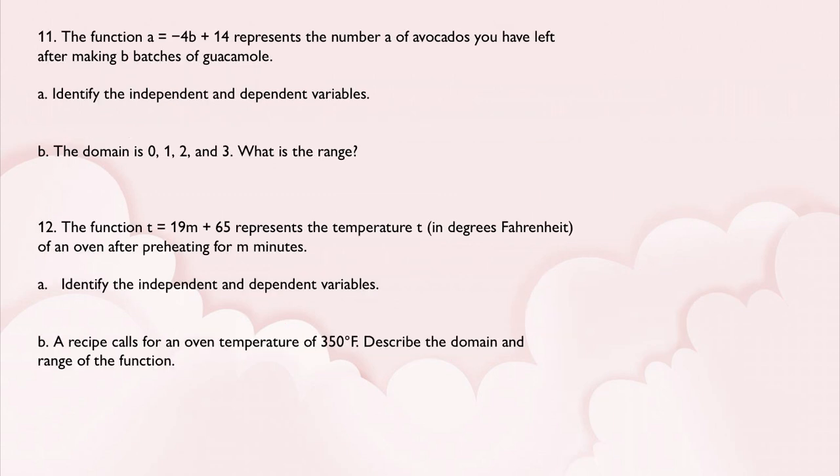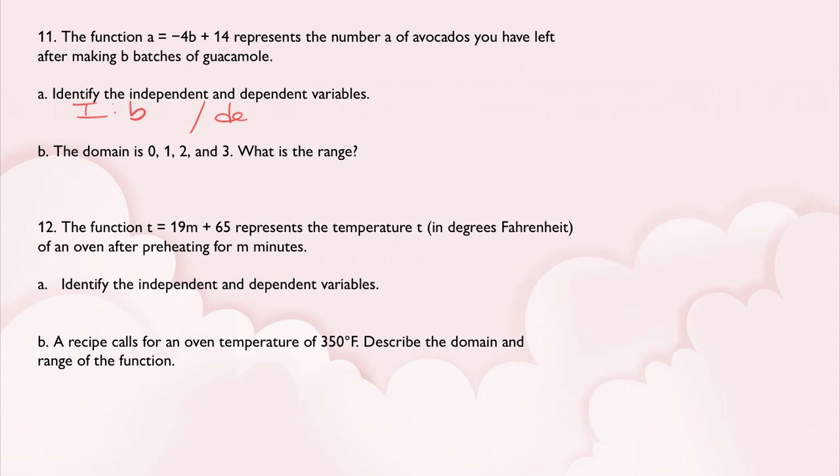Okay, let's go to the left here and let's think. Number 11. Okay, we're just going to work on these. The function a equals negative 4b plus 14 represents a number of avocados you have left after making b batches of guacamole. A, identify the independent and the dependent variable. Which is my independent here? B is my independent. And what is my dependent?